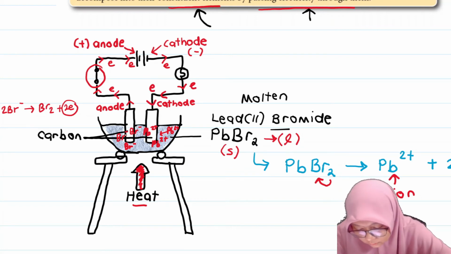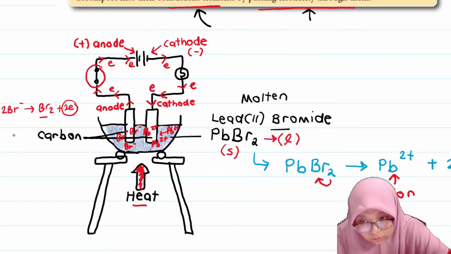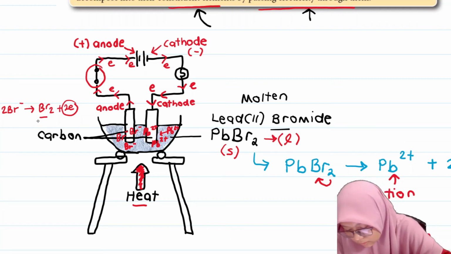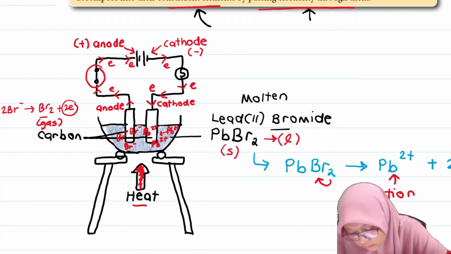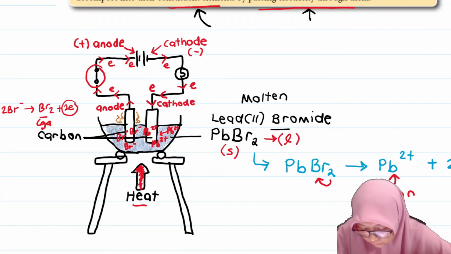Okay, after that, the bromine molecule exists as gas. So this will turn into gas because it exists as molecule. Molecule for bromine will exist as gas. So you can see there will be a brown vapor produced during the reaction.